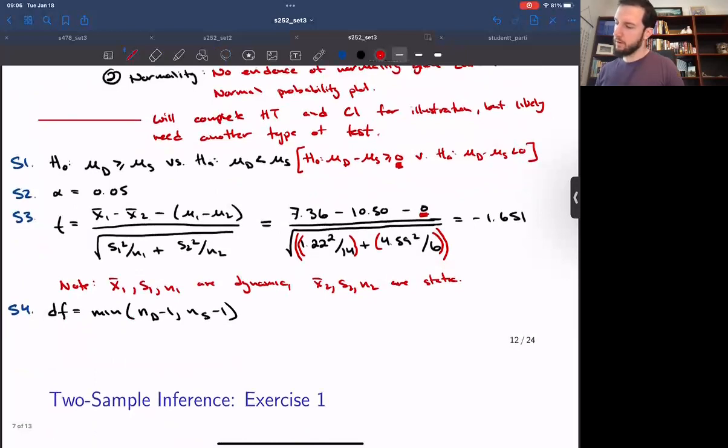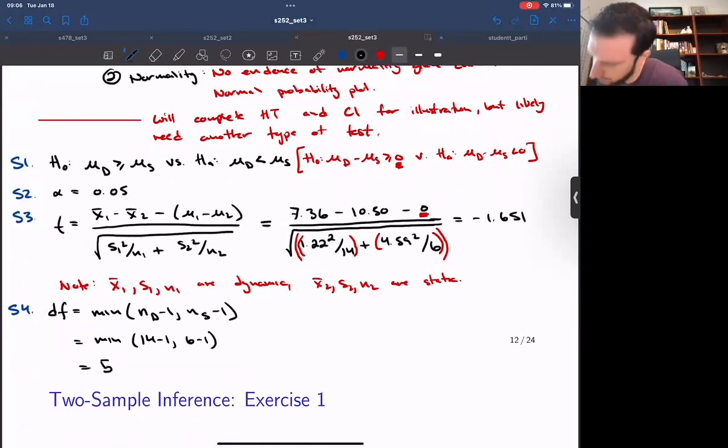All right, so our degree of freedom is going to be the minimum of 14 minus 1 versus 6 minus 1. So that's going to be 5. So 13 versus 5, the smaller value is 5. So our DF is going to be 5 in this case.